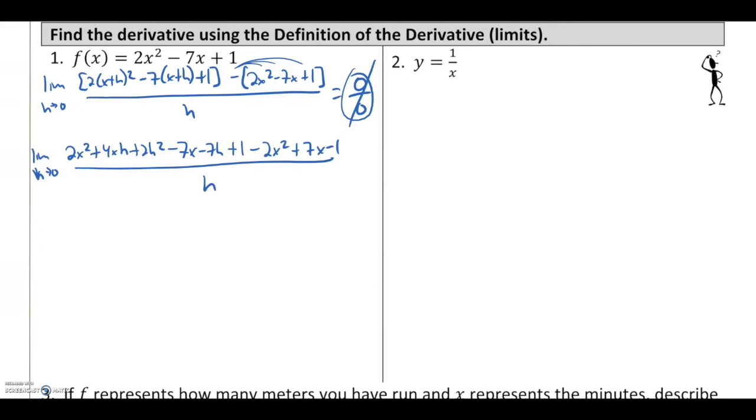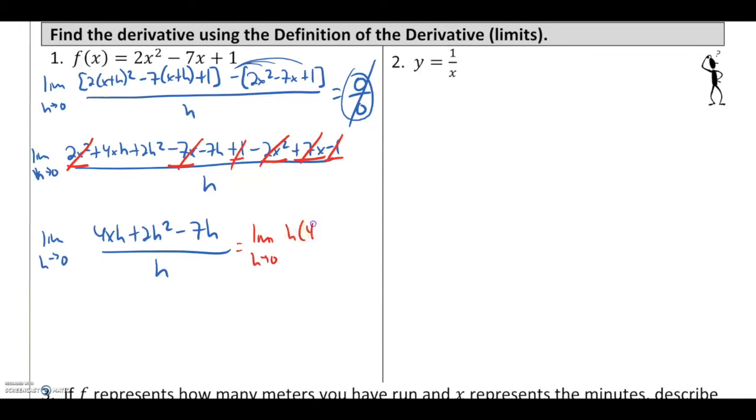If I look in my expression now, well, I have a 2x squared minus a 2x squared. I can get rid of those. I have a negative 7x plus 7x. I have a 1 minus a 1. And what I'm going to be left with is the limit as h goes to 0 of 4xh plus 2h squared minus 7h all over h. I can now factor out an h from that numerator.